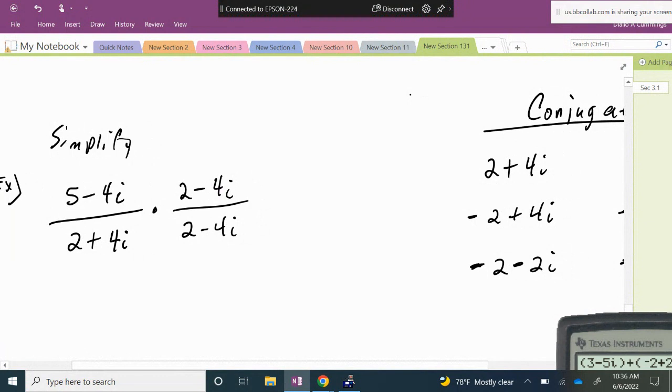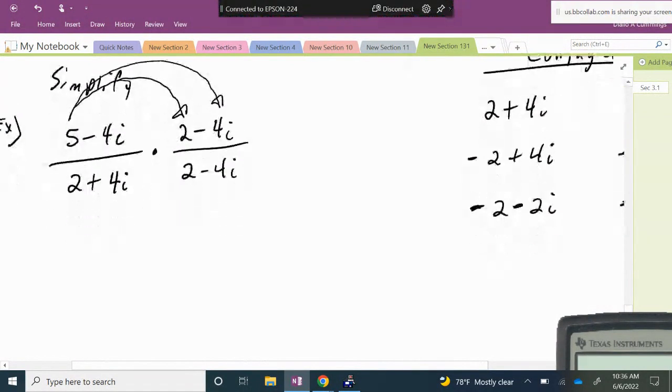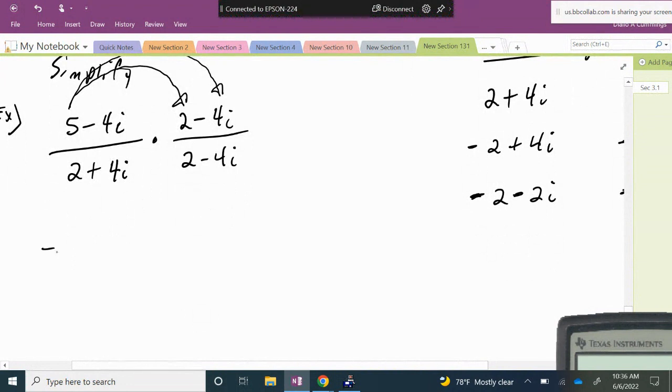So I'm going to multiply the numerators, and I'm going to use the distributive property. So what I mean by that is I'm going to take 5, which is in the 5 minus 4i, and I'm going to multiply 5 times 2, and I'm going to multiply 5 times negative 4i. So 5 times 2 is 10. 5 times negative 4i is minus 20i. Right.